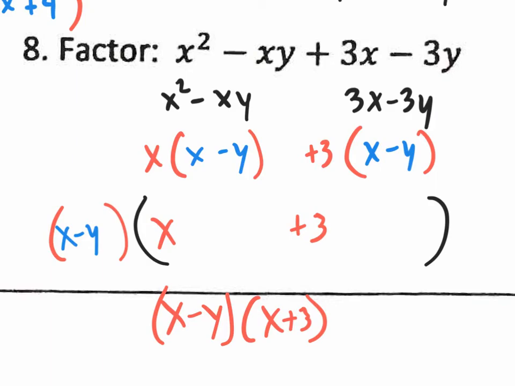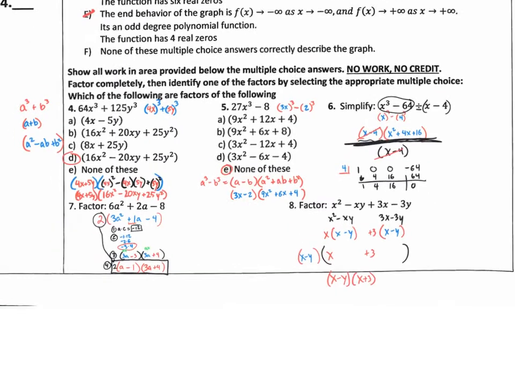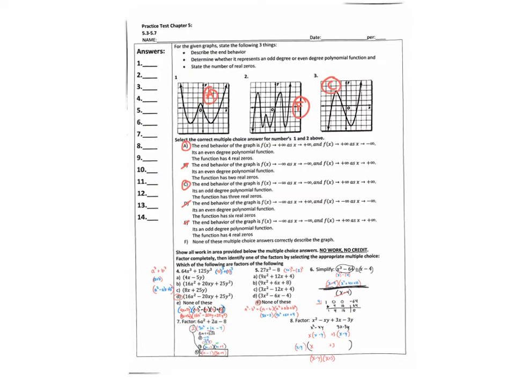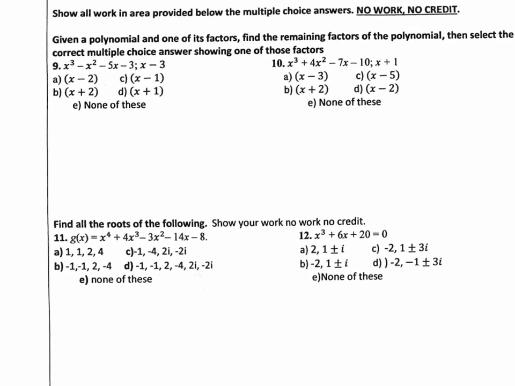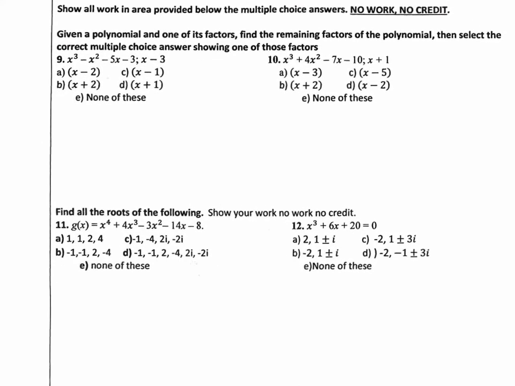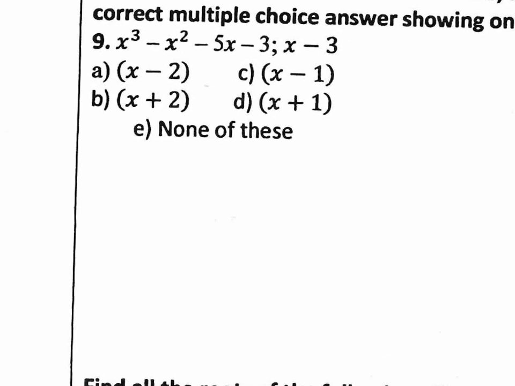These questions come out on the final exam as well, guys. Let's jump to the back side. On the back side, given a polynomial and one of its factors, find the remaining factors of the polynomial, then select the correct multiple choice answer of one of those factors. All right, so they tell us that this binomial is a factor of this guy.